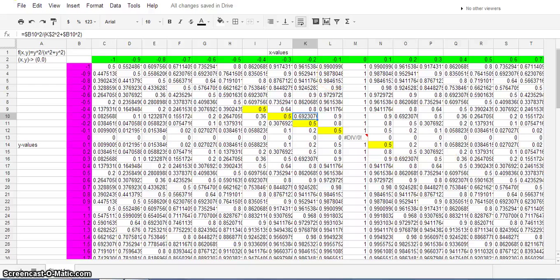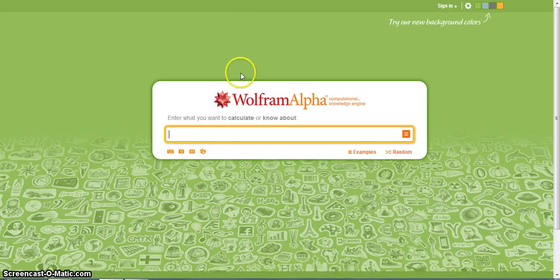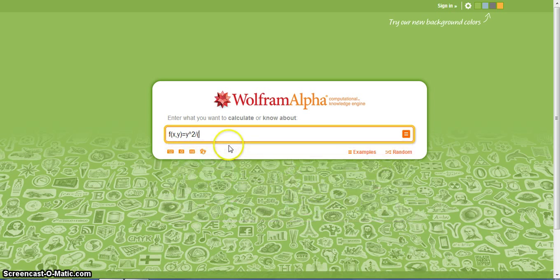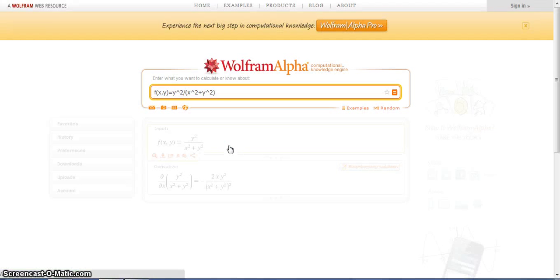Let's evaluate this a second time using instead a grapher. So I'm going to go to Wolfram Alpha. This is Wolfram Alpha, and we're going to plug in our function f of x, y. And in this case it was equal to y squared divided by x squared plus y squared. Enter. And Wolfram Alpha thinks a little bit, and it's going to turn out a picture for us.